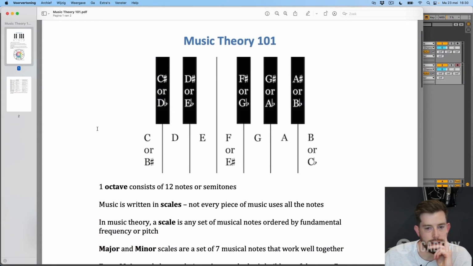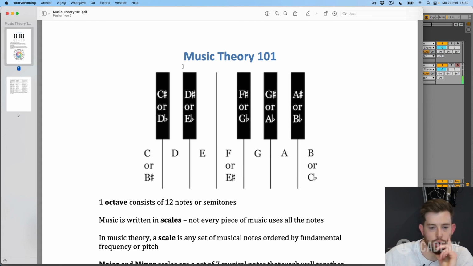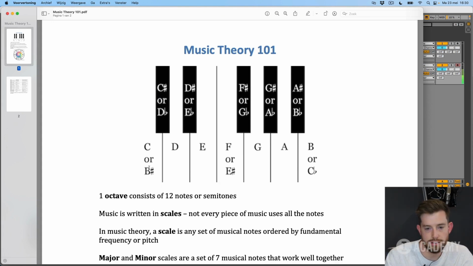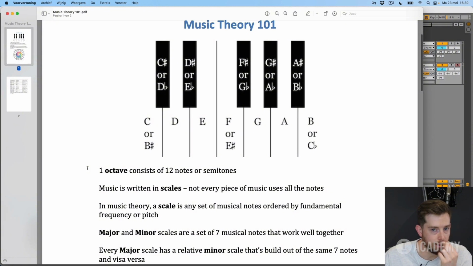So basically, you have all these notes, and they all have a name: C, D, E, F, G, A and B. And then you've got the black ones: C sharp, D sharp, F sharp, G sharp, A sharp. Now, to make things a bit complicated, your C sharp is also D flat, but it's the same key or same note. And then they divide everything up.